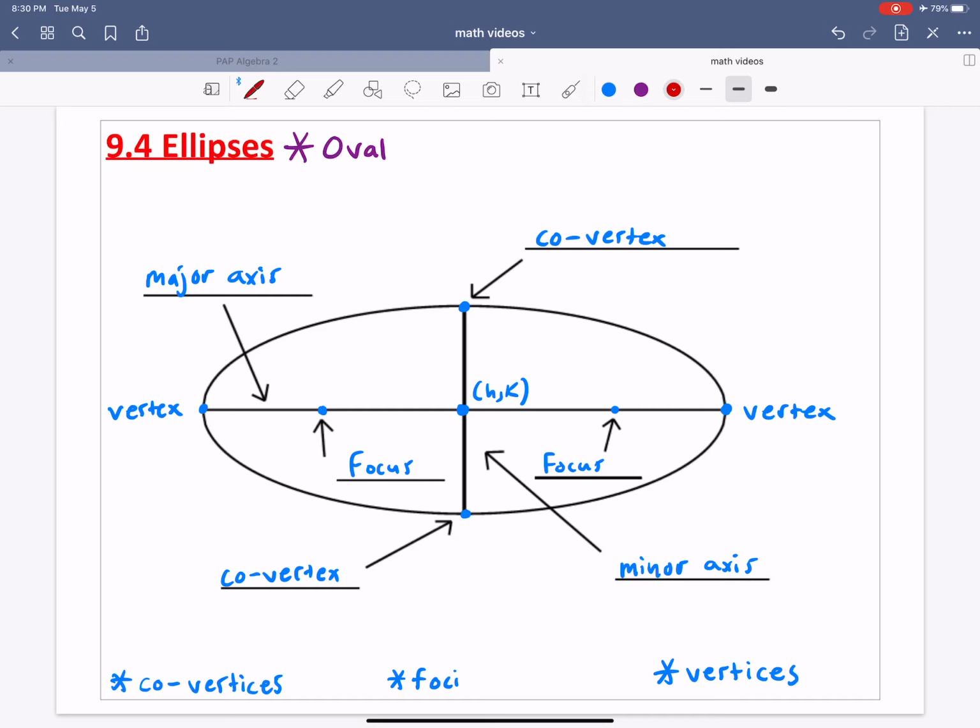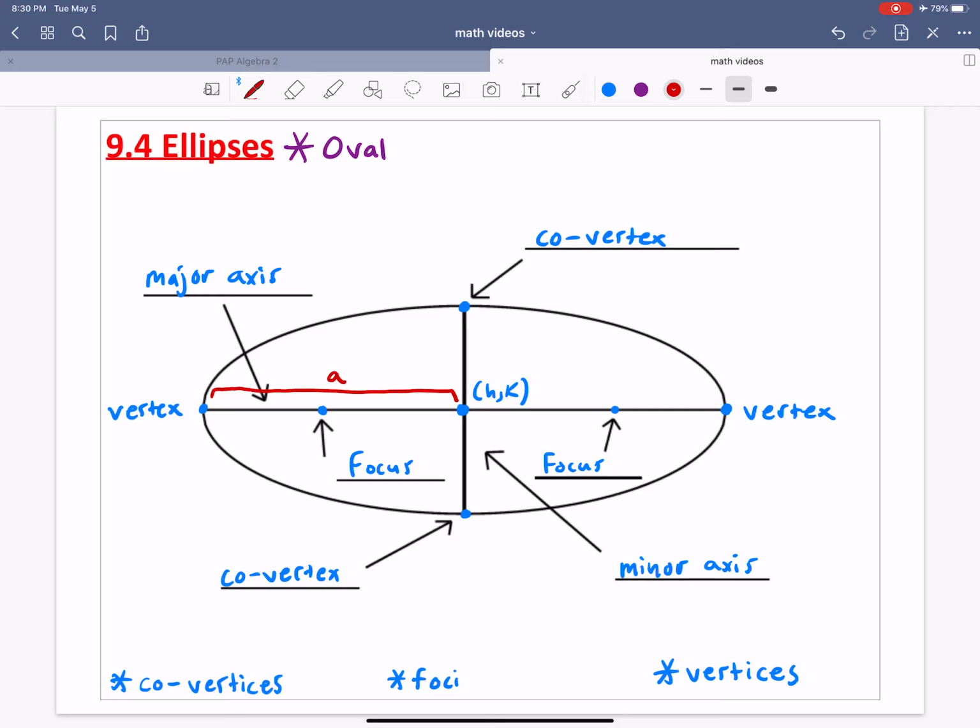Let's start with the distance from the vertex to the center. The distance from the vertex to the center of that graph is going to be a units, the letter a. a is a variable, and I'm about to teach you how to find that. Now, let's move on.